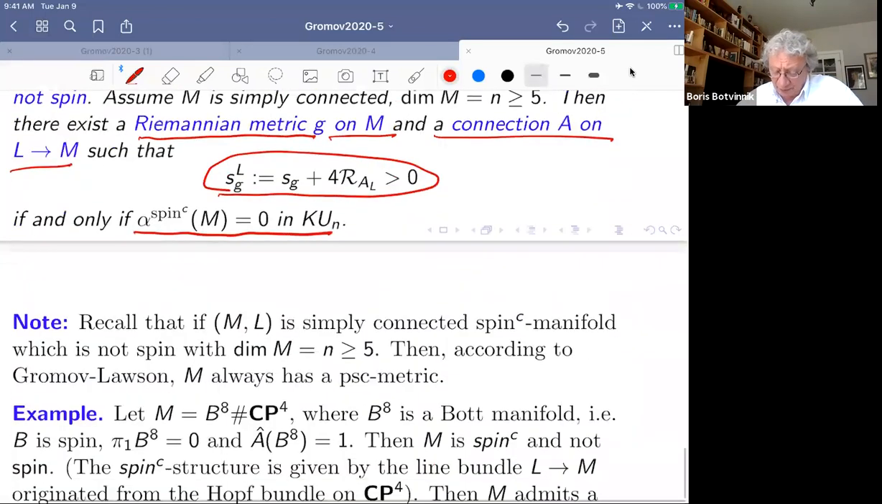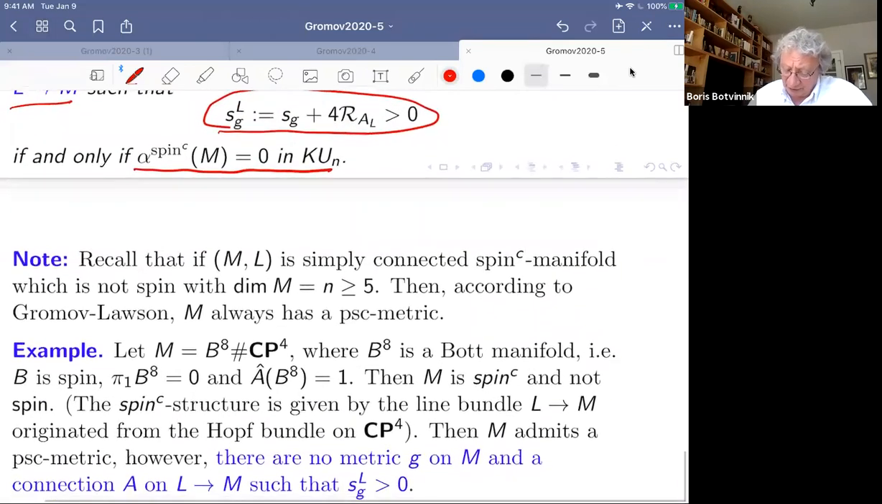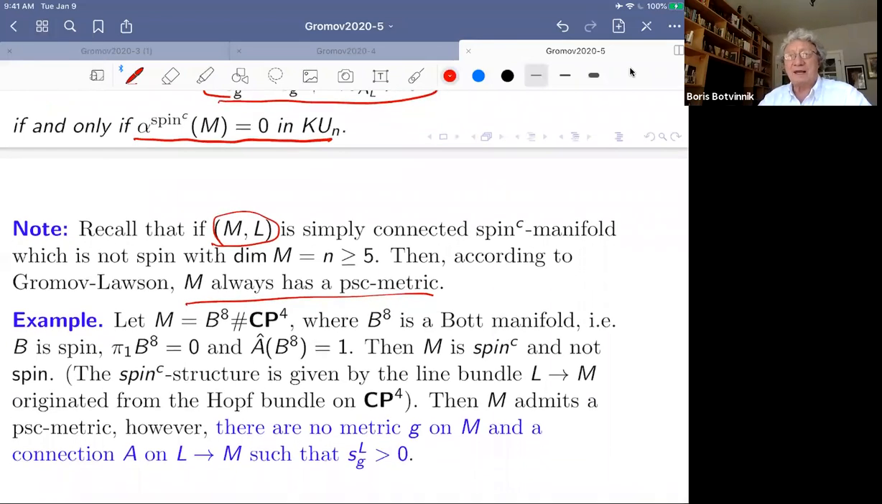So I will conclude with the following note. First of all, if we have a spin^c manifold, simply connected, of dimension at least 5, then according to a theorem that we cited in the beginning, M always has a metric of positive scalar curvature. However, as we see, it does not necessarily have a metric with twisted positive scalar curvature.